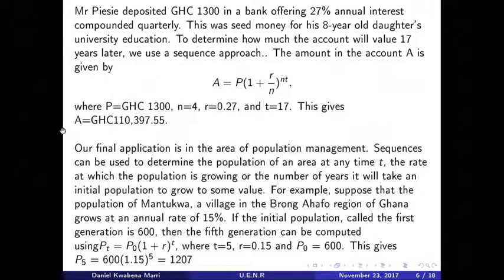Also, for population management, I also use Mantukwa in the Brong-Ahafo region. Let's say you want to find how much the number of people in Mantukwa will grow in the next 5 years. We use the annual rate of 15% to find the number, that is the interval, and then the total population in the next 5 years.